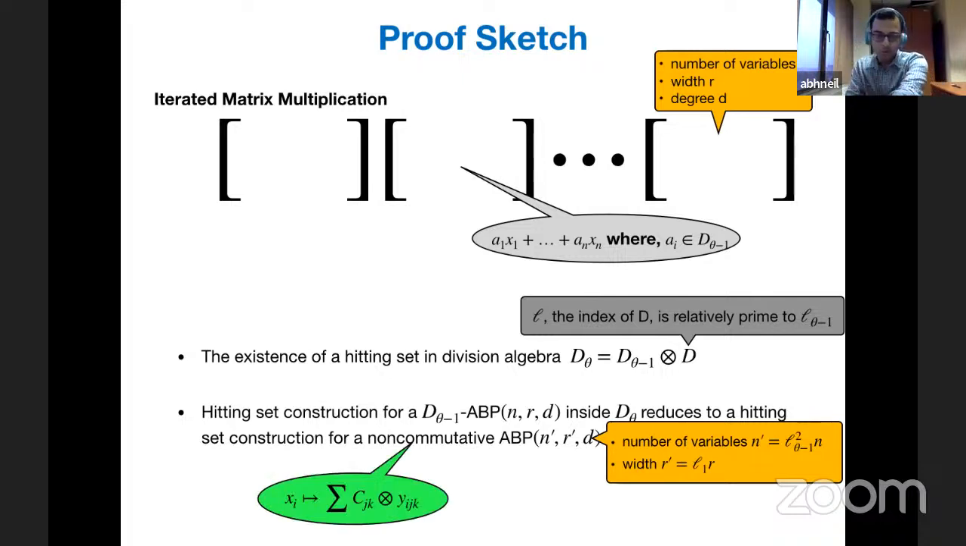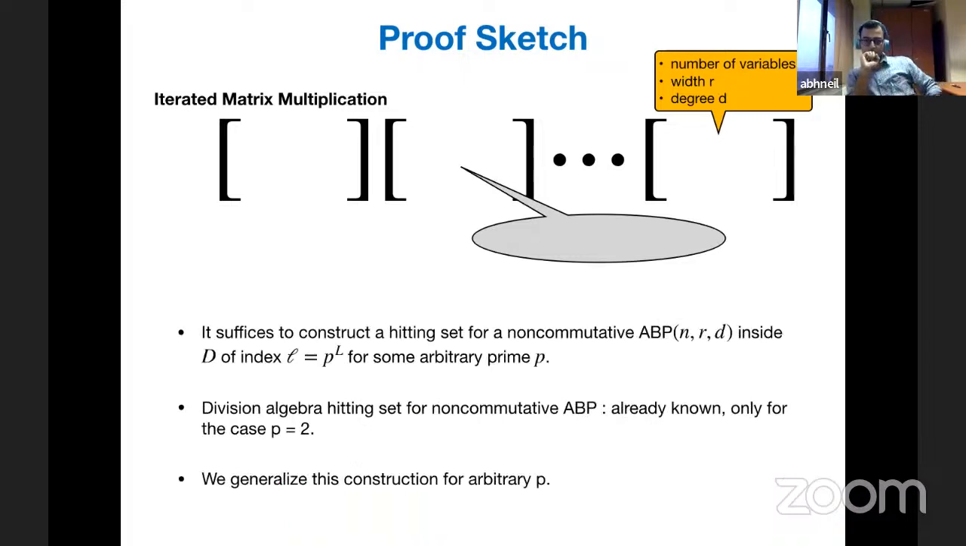I'm not going into the details of how we did that reduction. So now all we need to do, given a non-commutative ABP, is to construct a hitting set inside a division algebra where the index is some arbitrary prime power, P to the power L. You can think of P as also part of your input. So if a prime P is given as part of your input, and you have a non-commutative ABP, you want to construct a hitting set inside a division algebra where the index is some P to the power L. Where does it suffice?